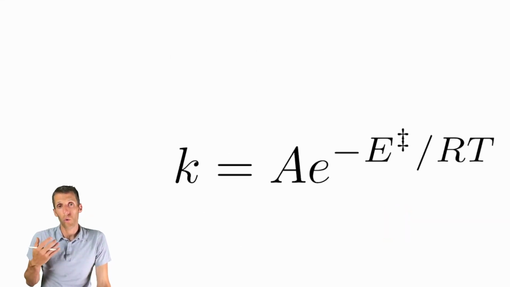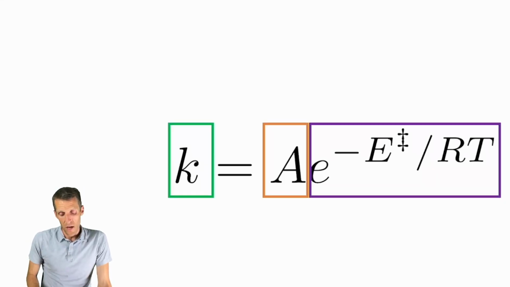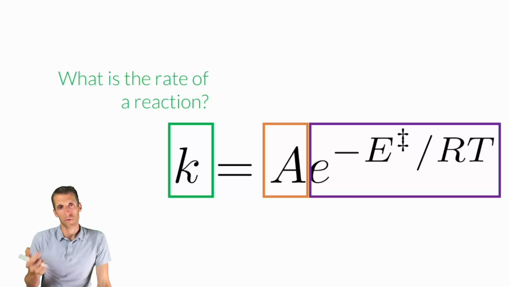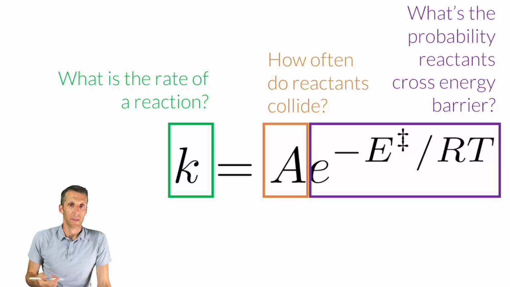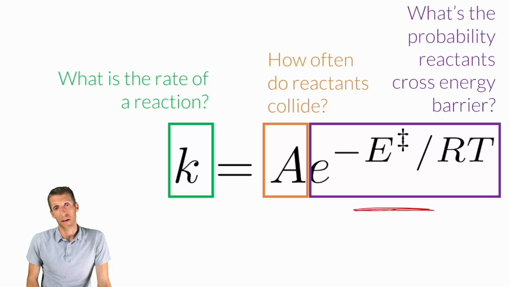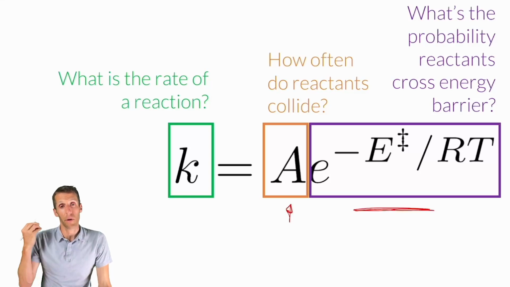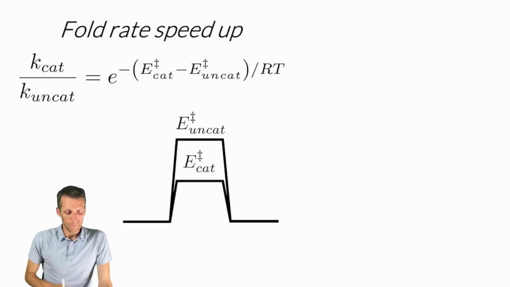Okay. So what have we been talking about here? We've been talking about ways that enzymes speed up reactions. We've talked about this in terms of this Arrhenius relationship. So what's the rate of reaction? How often do reactants collide? And what's the probability that reactants cross the energy barrier? We've said that most of the time, the way that enzymes work is they stabilize this energy barrier, they lower it, but that in the limiting case where they've made that energy barrier as short as possible, 0, it's then determined by how often the reactants collide.